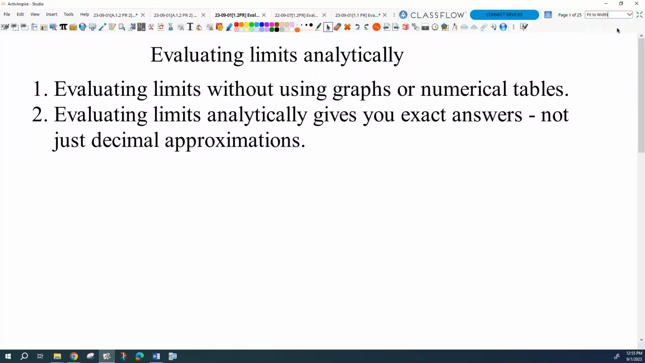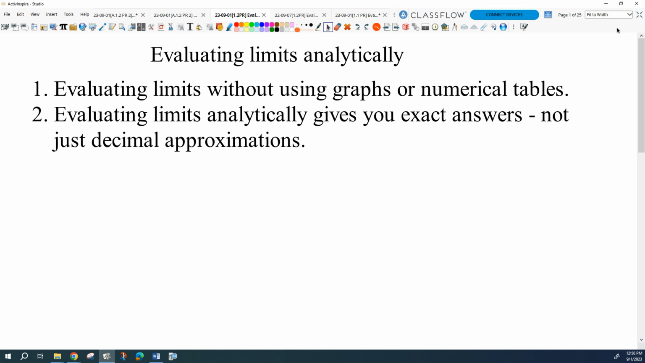Evaluating limits analytically. Okay, so we talked about how we can use graphs or tables to evaluate limits graphically or numerically. But that's a little bit unsatisfying because we're always having to make approximations based on the behaviors, the trends in the table or in the function. But sometimes that can miss important behavior. It's a good tool, but it's not going to give us necessarily exact answers that we can take to the bank that are absolutely guaranteed to be true.